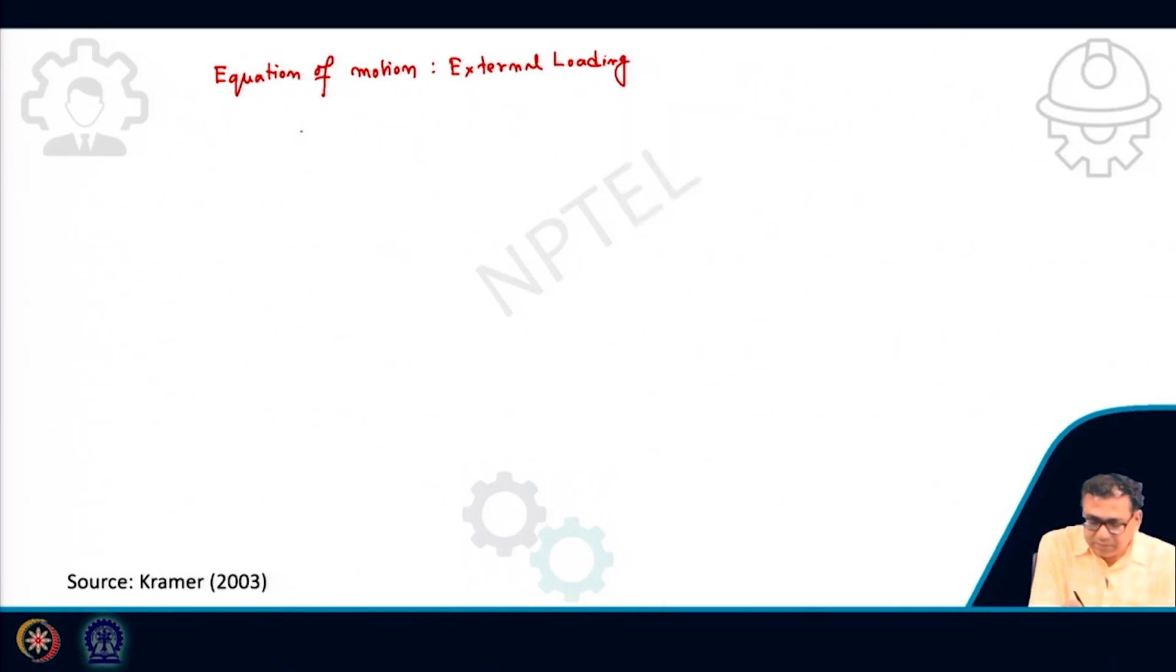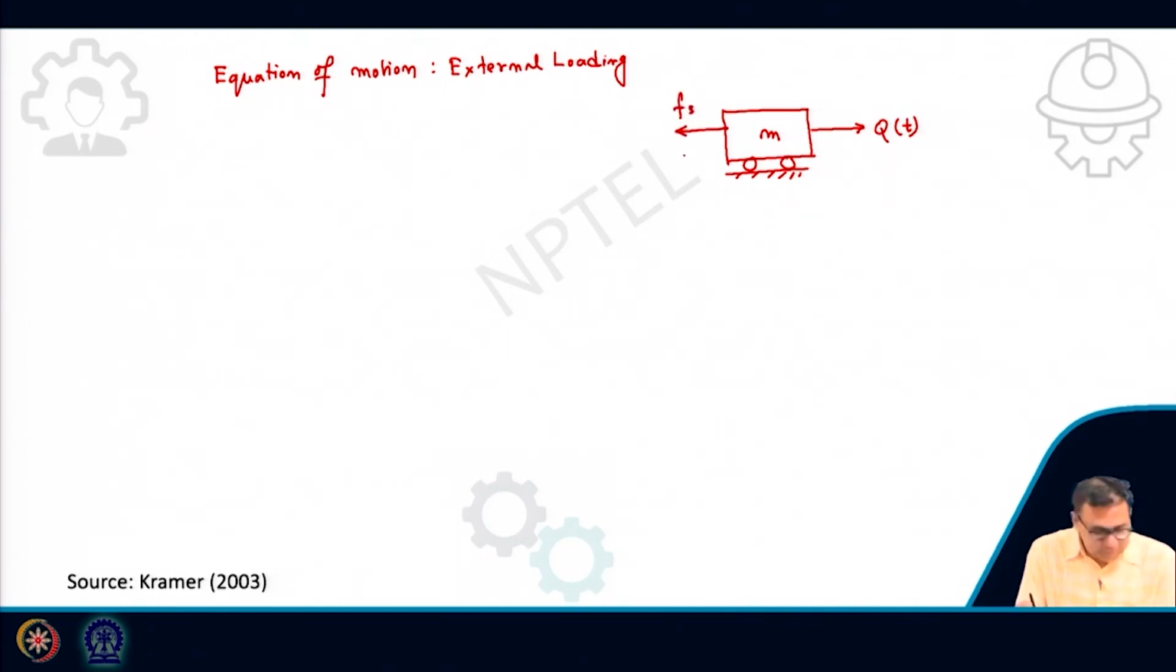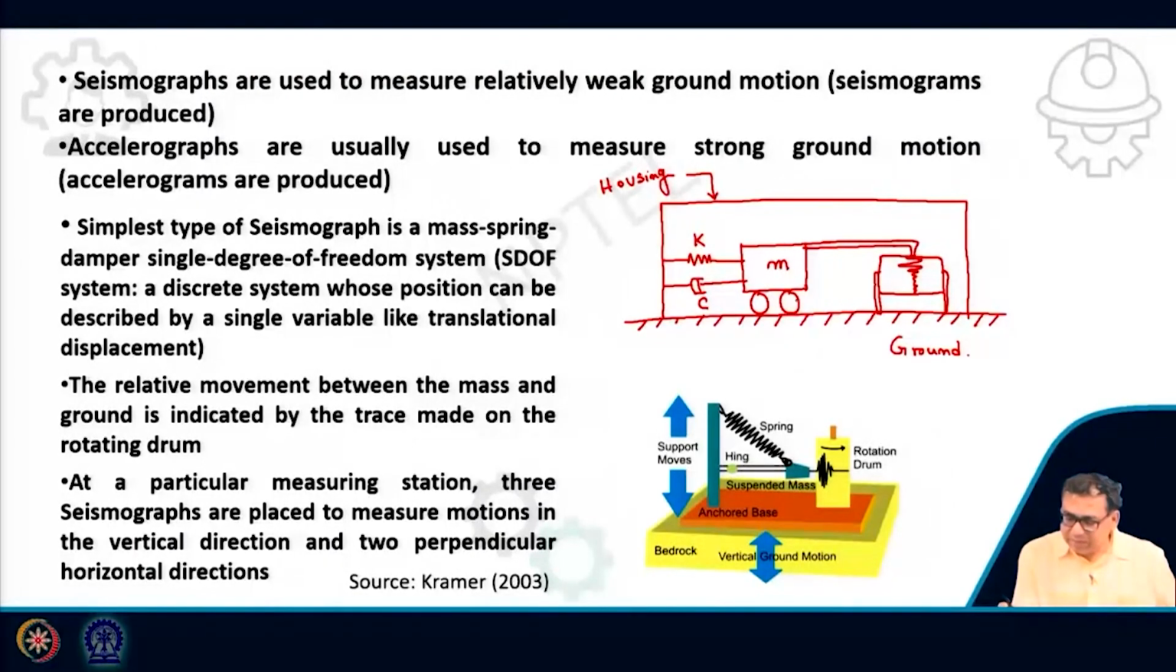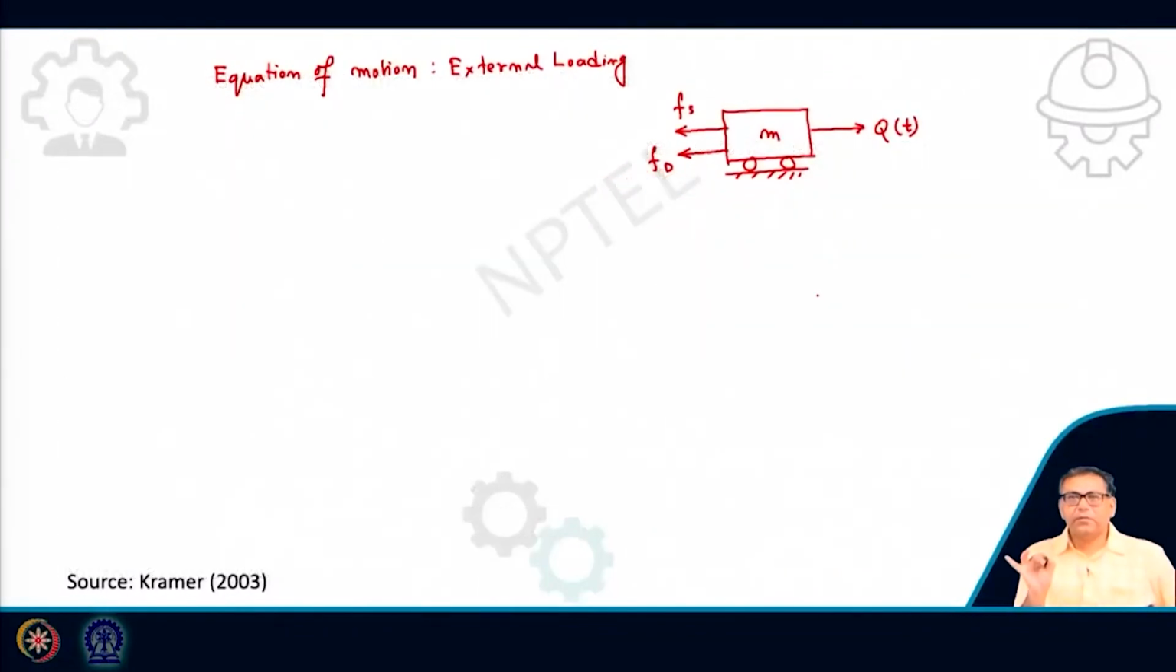So I can write that this is the mass M and external loading Qt is applied. This mass can move, and there is a spring, so that will give you Fs, and there is a damper, so that will give you Fd. So these are the forces. You can see this is the damper, this is the spring, the mass, and the external load is applied.